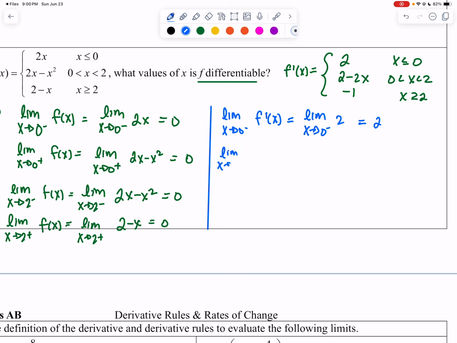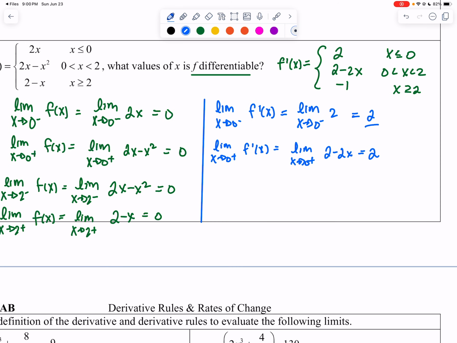0 from the right is going to give me 2 minus 2x. And if I were to plug in 0, I'm going to get 2. Since they match up, I have 2 here and 2 here. This tells me that I'm definitely differentiable at 0.